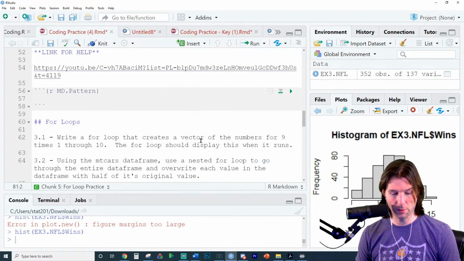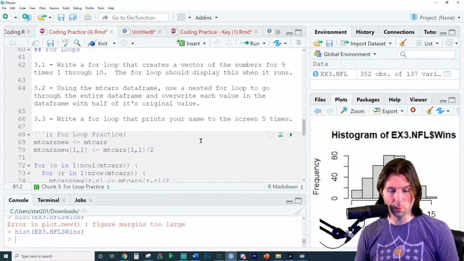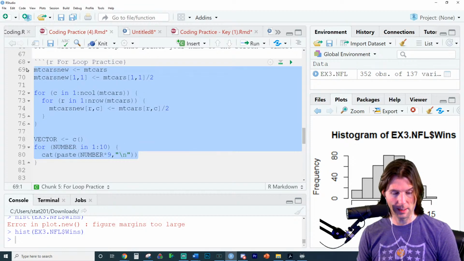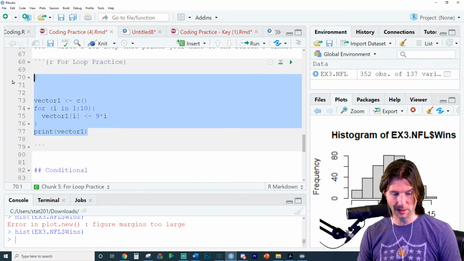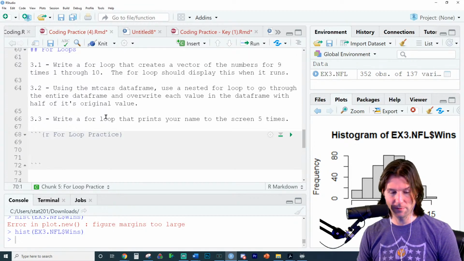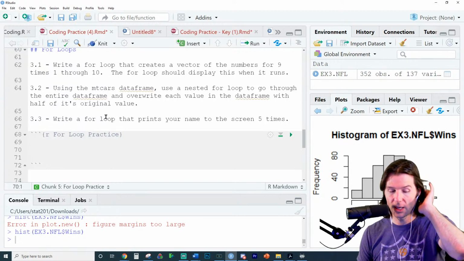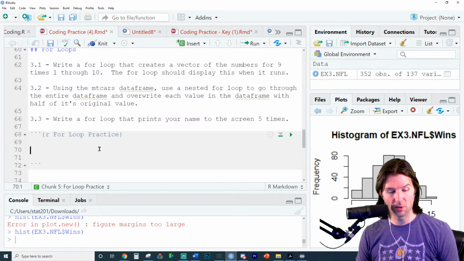Okay. 3.1 and 3.2. Write a for loop. Oh, we already... let's make these go away. Go away answers. We don't need you answers. Where we're going, we don't need answers yet. So write a for loop that creates a vector of numbers for 9 times 1 through 10. The for loop should display the numbers when it runs.